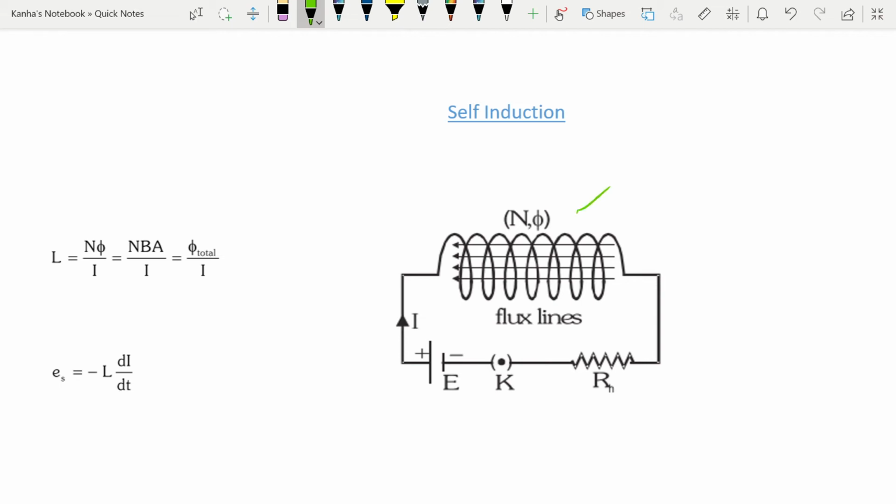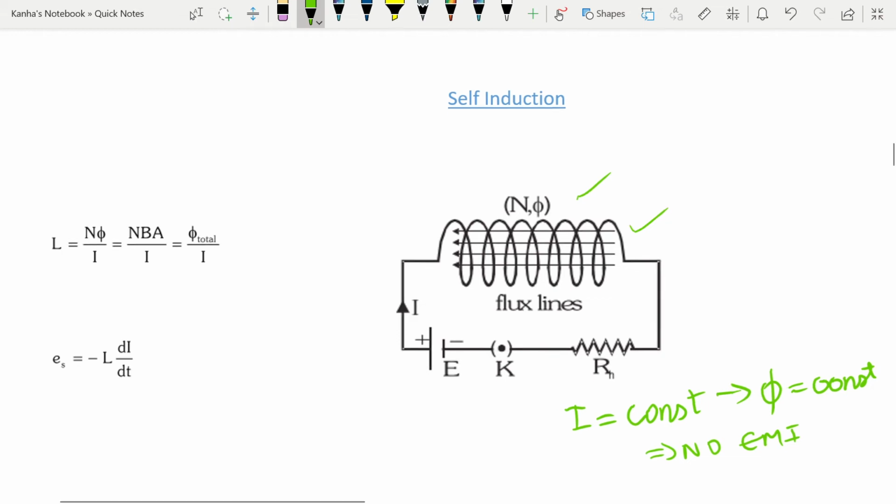So I've shown you a coil here, and there is a current passing through the system. First of all, this is a solenoid. Now when the current through the coil is constant, if I is equal to constant, we find that phi is equal to constant. Now if phi is equal to constant, that implies there is no electromagnetic induction in the coil. I can easily define my total flux of the coil, which is N phi.